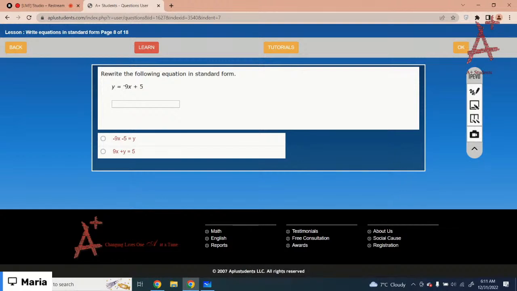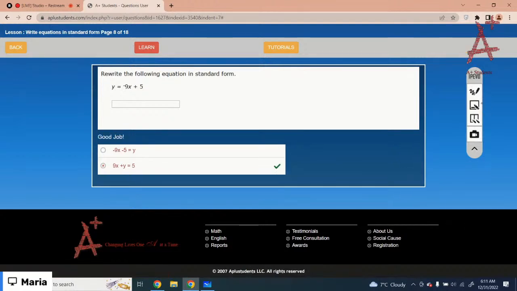Rewrite the following equation in standard form. So which of the options is the correct one? Option 1 or option 2? Option number 2 is the correct option. Got it? Just select the correct option, then click on the OK button.